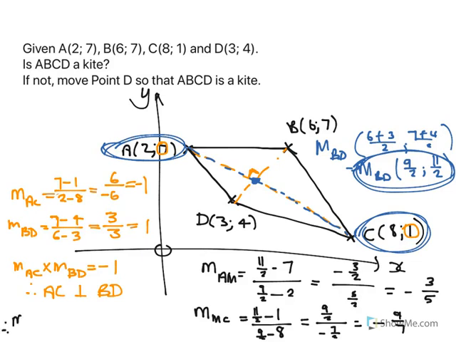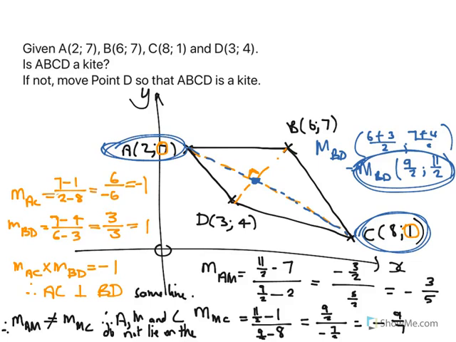the gradient from A to M is not equal to the gradient from M to C. That would mean that A, M, and C do not lie on the same line. Okay, and what does that mean to us? That means that M is not on this diagonal, right? M is not on this diagonal. It's somewhere maybe over there, who knows, right?